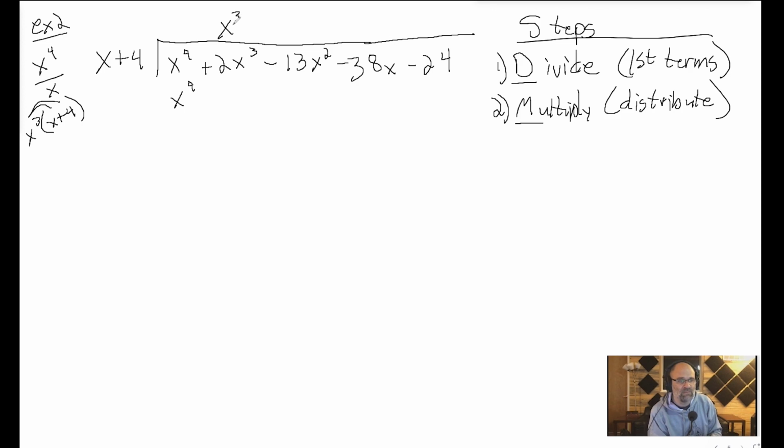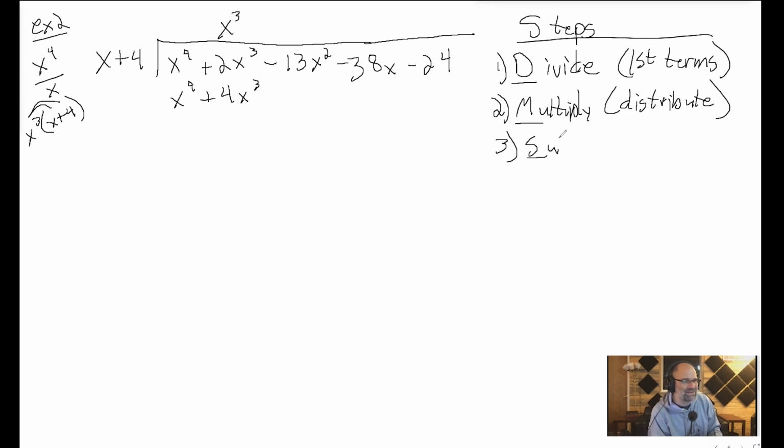X cubed. I would have found out that I divided wrong right away if I had multiplied x times x and got x squared. Oh, x cubed. I didn't divide wrong, I just wrote it wrong. Okay, and then x cubed times 4 is 4x cubed. All right, so that's good.